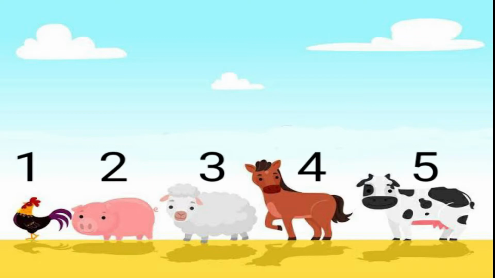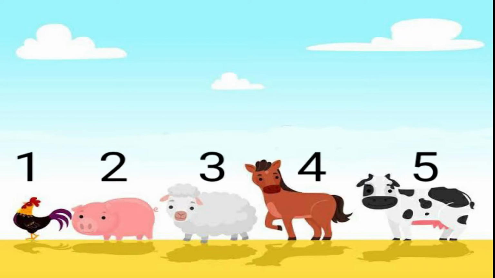Understood, children? Pig after which animal is there, children? Yes, sheep. What is the number of pig? 2. And what is the number of sheep? 3. So, 2 after number is 3. The number after 2 is 3. And what is the number of horse? 4. What is the number of cow? 5. Cow is after horse. So, here 5 is the after number of 4. 4 after the number is 5.